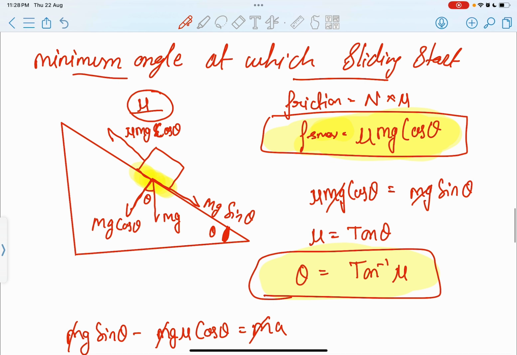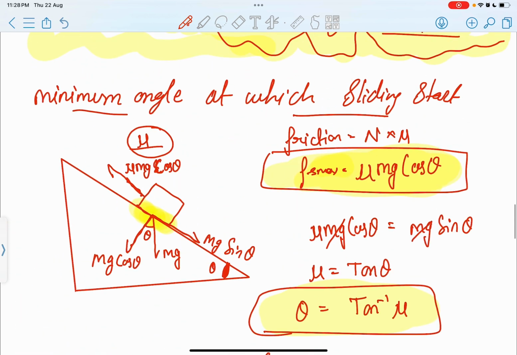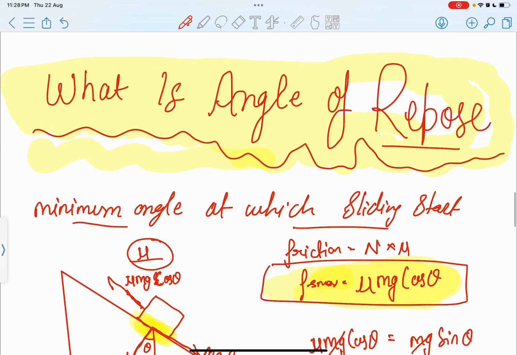So there will be no movement in the upward direction due to friction. But if an external force is applied, then there can be movement, not will, there can be movement in the upward direction. Okay, so I think you have understood what is angle of repose.